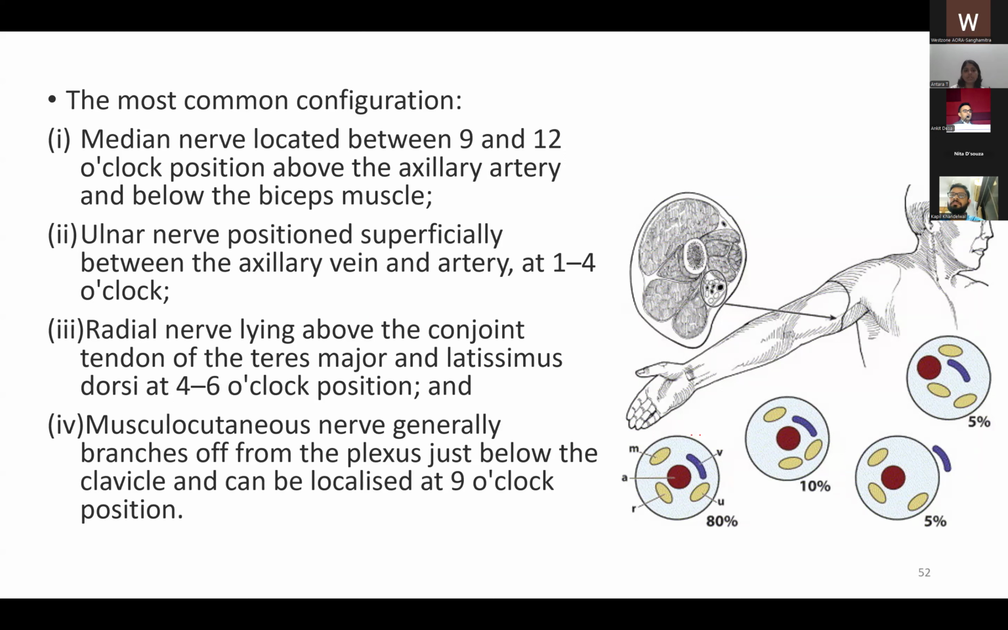The ulnar nerve is positioned superficially between the axillary vein and artery at 1 and 4 o'clock position. The radial nerve lies above the conjoint tendon at 4 and 6 o'clock position, while the musculocutaneous generally branches off from the plexus just below the clavicle, and it can be localized at 9 o'clock position on the same side of the median nerve.